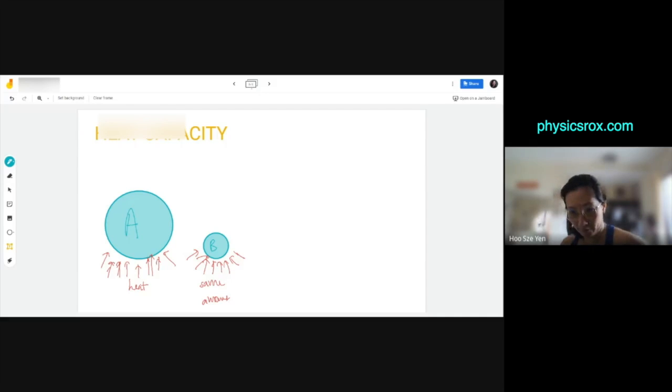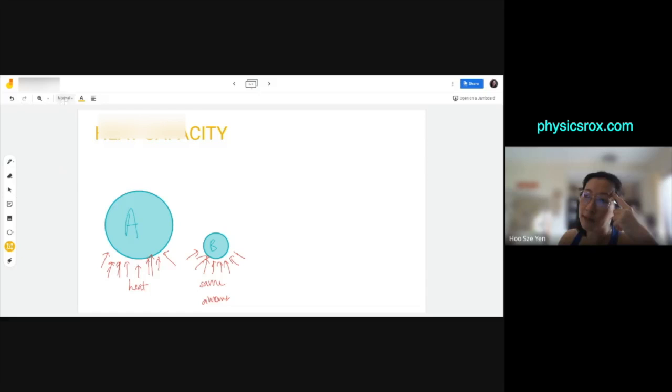Different. All right. So heat capacity refers to how much heat energy is needed to change the temperature. Again, heat capacity refers to how much heat energy is needed to change the temperature. So logic, how much energy to change the temperature? That means if you want to count, very simple.